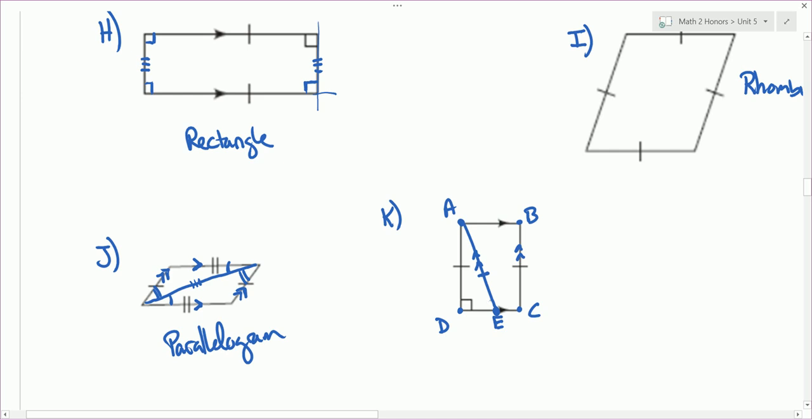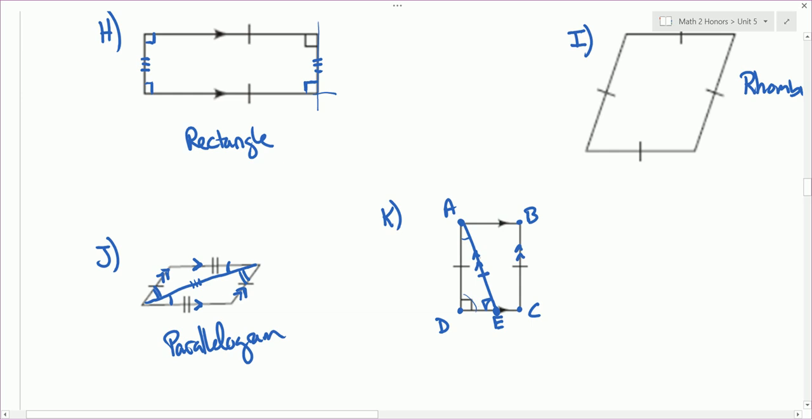Right? It's isosceles, so we'd have base angles congruent. Well, angle D is 90 degrees, so that means this would be 90 degrees. And do you see where we're running into a contradiction? This can't happen, because all three angles in a triangle have to add up to 180, and we already have two angles adding up to 180.